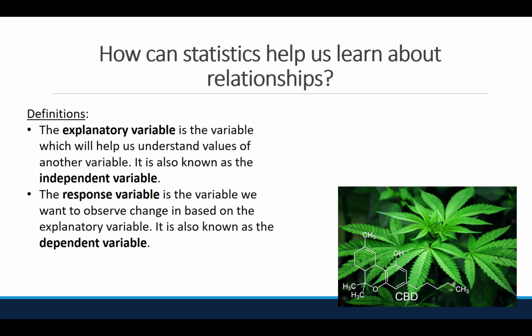In the news article, where a state has marijuana laws would be the explanatory variable, since the researchers are looking to see if marijuana legalization can change opioid prescription patterns. The response variable is the variable we want to observe change in based on the explanatory variable. It is also known as the dependent variable. In the above news article, number of opioid prescriptions would be the response variable, since the researchers are looking to see if the number of prescriptions changes based on whether a state has marijuana laws.